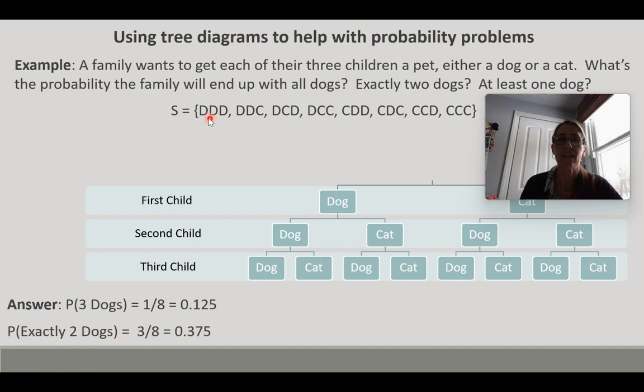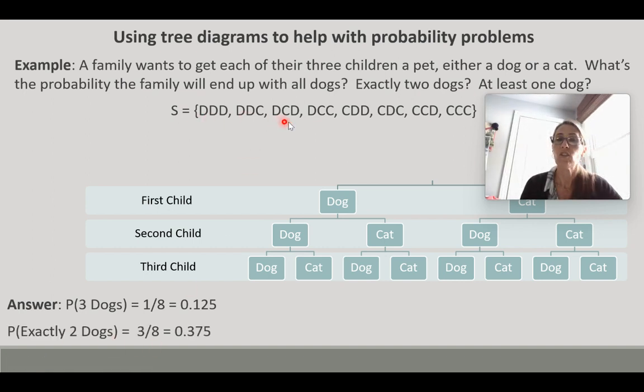Exactly 2 dogs could be dog, dog, cat, or dog, cat, dog, or cat, dog, dog. So there are 3 possibilities out of 8, so 0.375.